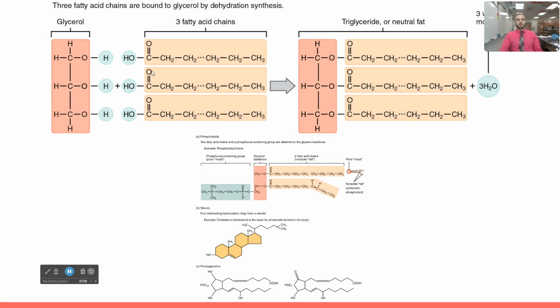So here you can see the glycerol attached to 3 fatty acid chains. So this is your triglyceride that you get from the dehydration synthesis to be able to combine those two. Your phospholipids, here's your polar head with phosphorus, your phosphate group right there, PO4 3 minus. Your glycerol backbone and 2 fatty acid chains, your steroids here, the 4 carbon rings, and then your prostaglandins.